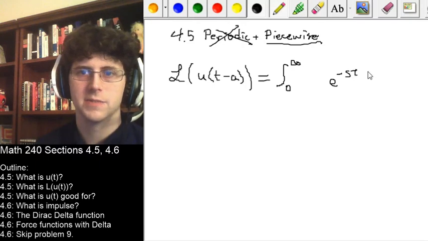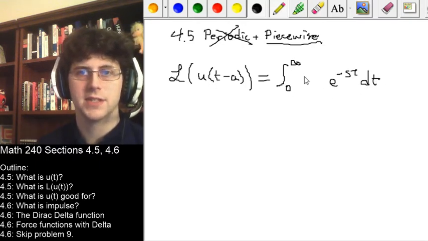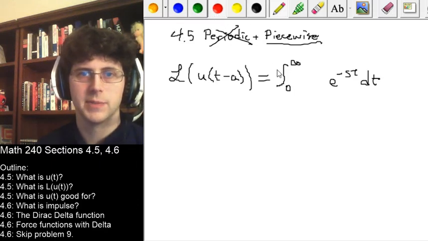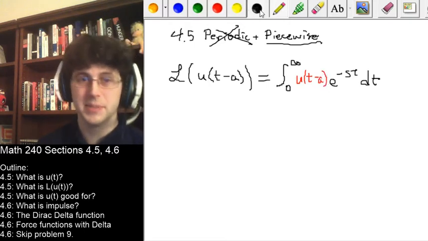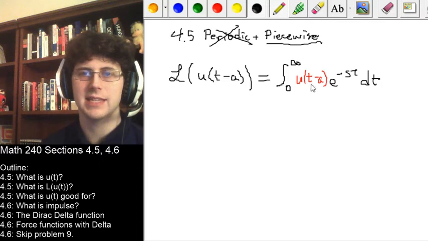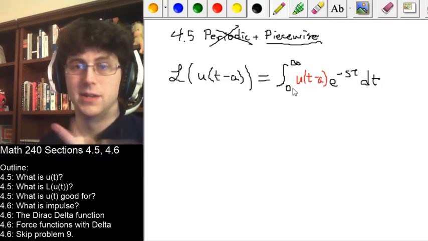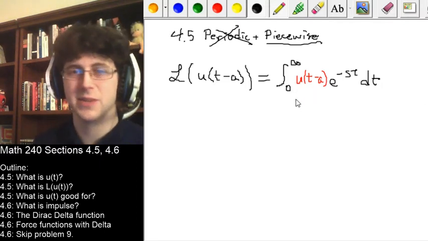It's this integral from 0 to infinity dt, and you drop the function into the Laplace transform. So you drop this u of t minus a in here. Then you deal with it the same way you've dealt with all piecewise functions. You say, oh, well, u of t minus a, it's sometimes 1 and it's sometimes 0. And the times that it's 0 we don't care about.